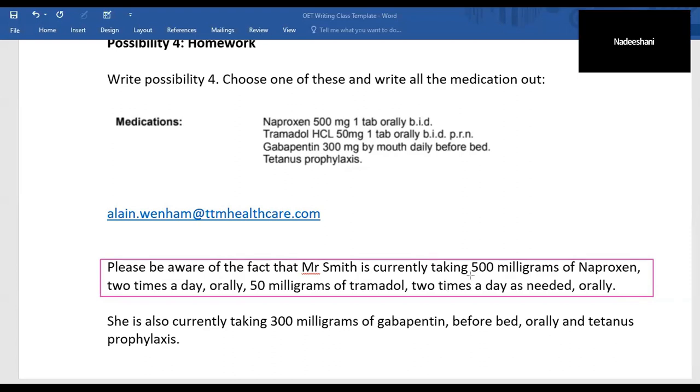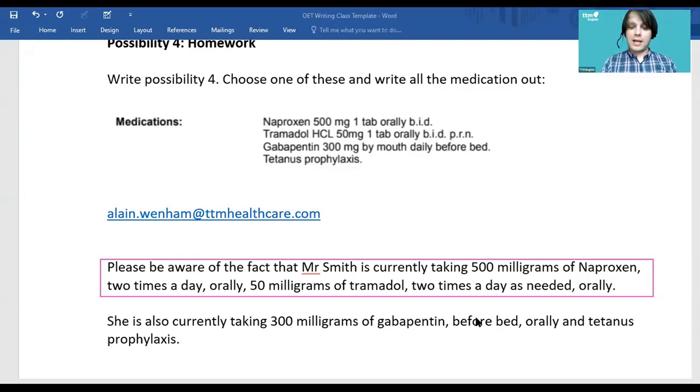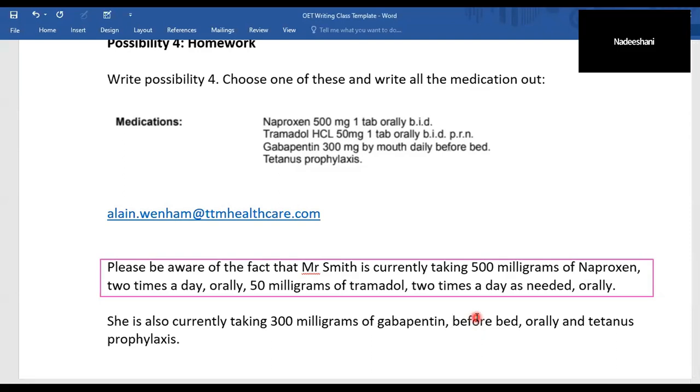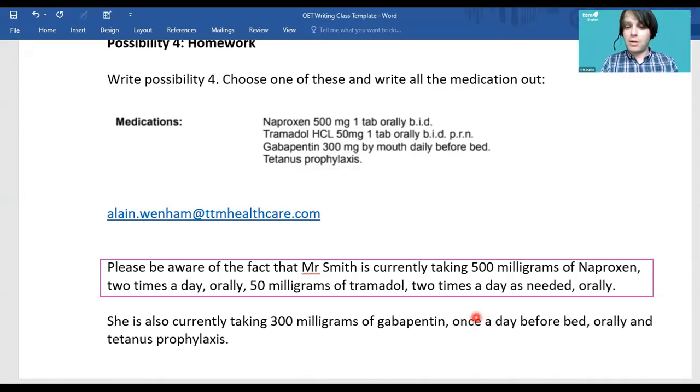So what about gabapentin? It's daily before bed. Sorry, I've done that as well. Daily before bed. Is that right? I don't like daily. What are we going to say? Once a day before bed. It just sounds so much better. Okay.